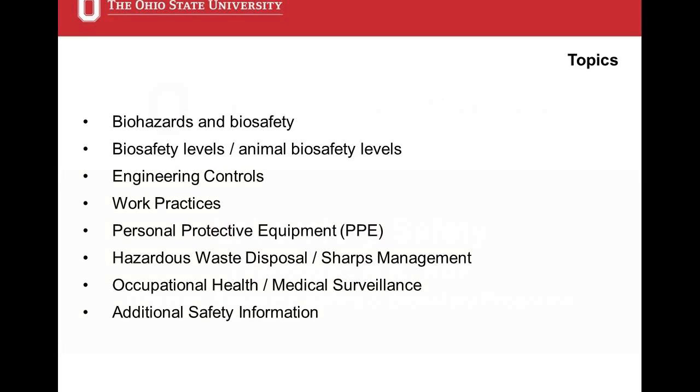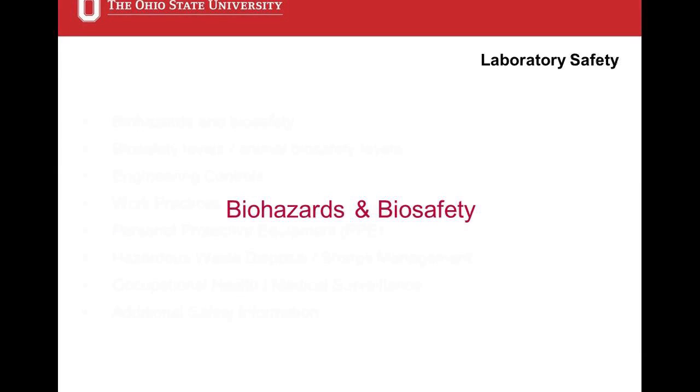So today we'll talk about biohazards and biosafety, biosafety levels and animal biosafety levels, also risk groups, what are the different risk groups of agents. Then we'll talk about engineering controls, work practices, personal protective equipment, hazardous waste disposal and sharps management, and then a little bit about occupational health, medical surveillance, what you do in the event of an accident or an exposure, and a few additional safety issues that you might need to know about. So let's start out with biohazards and biosafety.